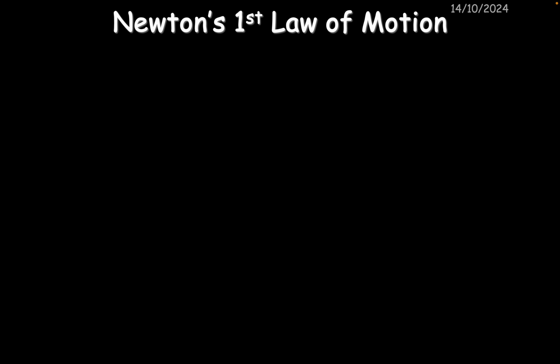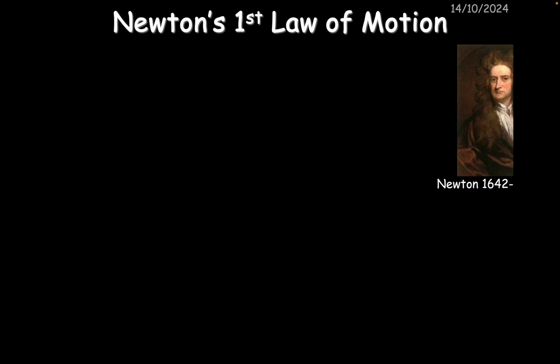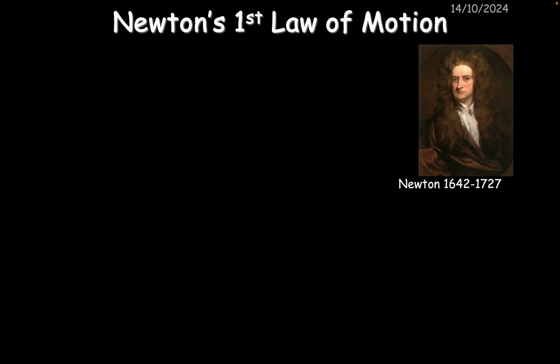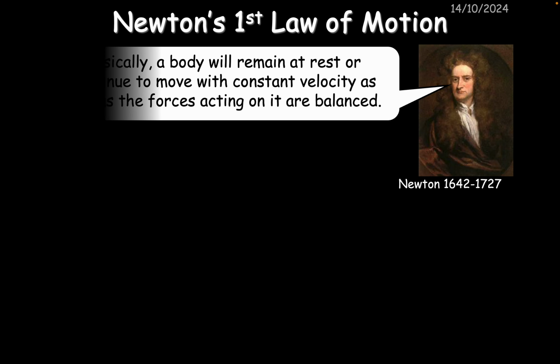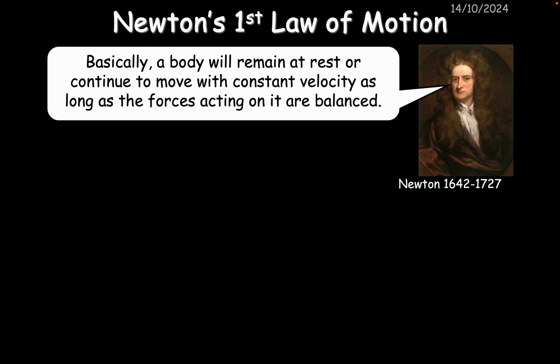Okay, so first of all, Newton's first law of motion. Newton lived in the 17th and early 18th centuries, and he was basically regarded as one of the all-time top physicists in history. So he said, a body will remain at rest or continue to move with constant velocity as long as the forces acting on it are balanced. Well, those weren't his exact words, but for GCSE, that's a good way of explaining it.